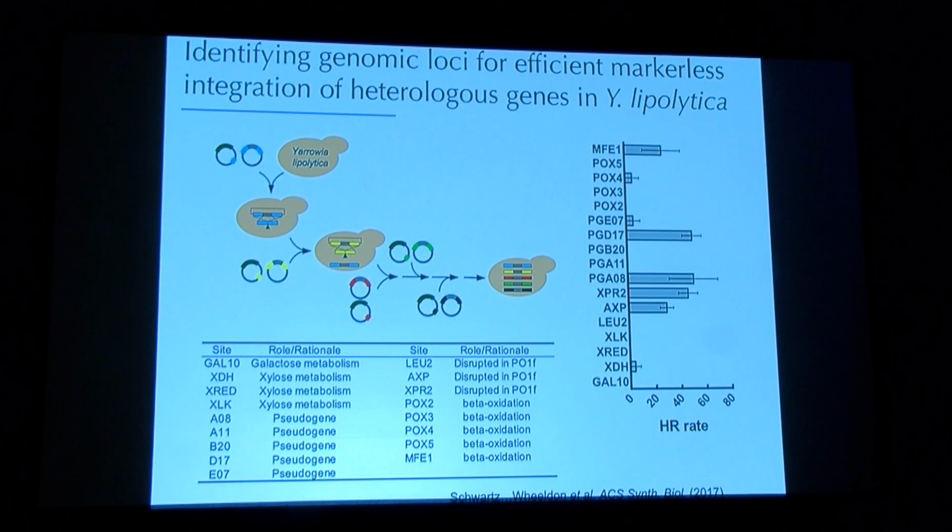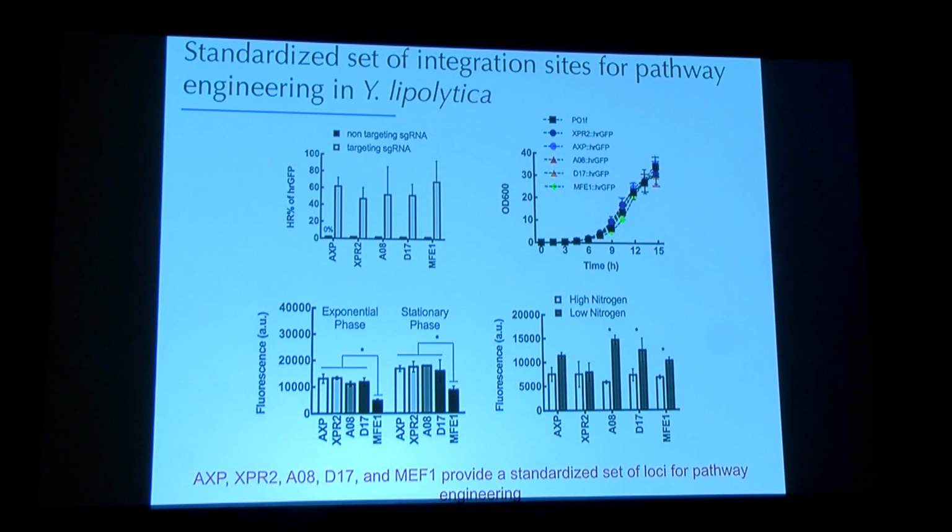Some of them are pseudogenes within the genome. Others were ones that we would regularly knock out when we were developing a pathway. Across all of these, we picked the 5 that worked reasonably well and characterized them further. In each of these 5 genes, this is AXP, XPR2, A08, D17, those 2 are pseudogenes, and MFE1 is a beta oxidation gene that we would readily knock out. We can get into all of these at about 50% efficiency with a GFP expression cassette. Integration of GFP into those sites doesn't affect growth at all.